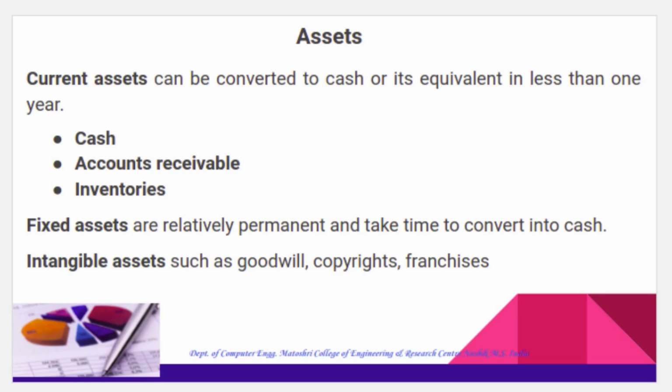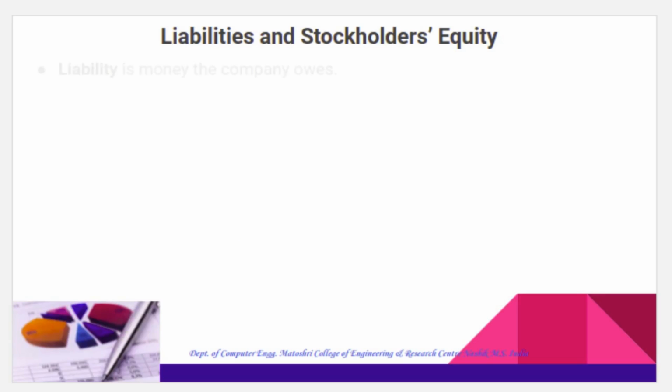Next, we will discuss the claims against the assets. There are two types of claims. The first one is the liabilities and the second one is the stockholders' equity. The liabilities of a company indicate how the company obtained the funds to acquire its assets and to operate the business. Liability is money the company owes.